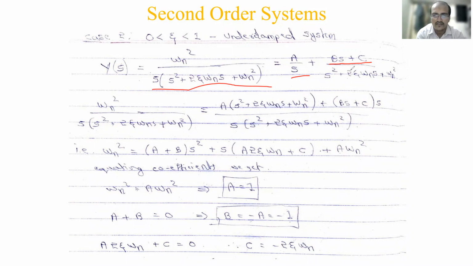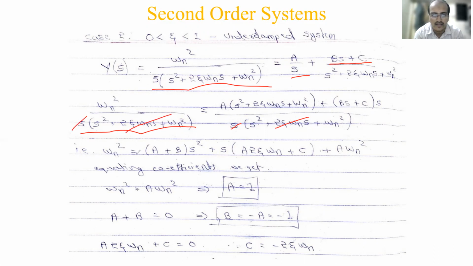So to get the values of A, B, C, I have done this. On the left side we will be writing whatever we have here, omega n square, equal to s into s square plus 2 zeta omega n s plus omega n square. This is mathematics, not any control system technique. Then you are taking the LCM here. So A into s square plus 2 zeta omega n s plus omega n square, and here Bs plus C into s will come. As it is the numerator, both denominator parts will cancel out on both sides. So only the numerator part is remaining.